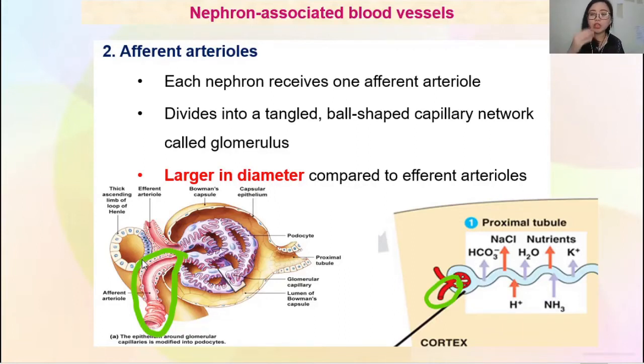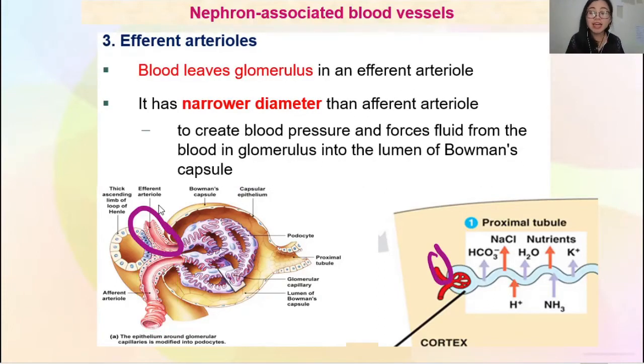If we give you a diagram and we don't label, you will know that it is afferent arteriole if it is bigger. Dia akan lebih lebar berbanding dengan blood vessel yang seterusnya. Blood vessel yang seterusnya adalah efferent arteriole. Efferent arteriole is where blood leaves the glomerulus. It is narrower in diameter than the afferent arteriole.